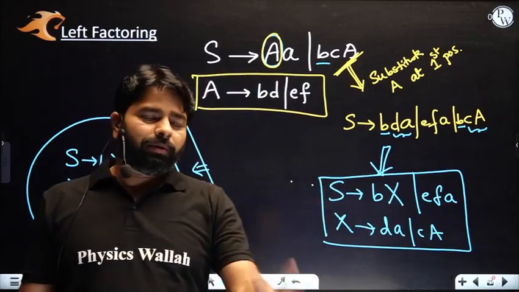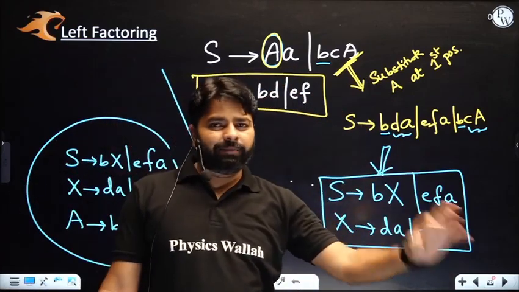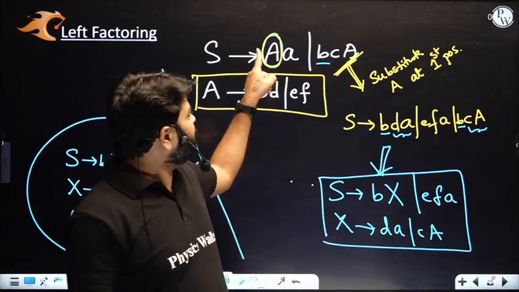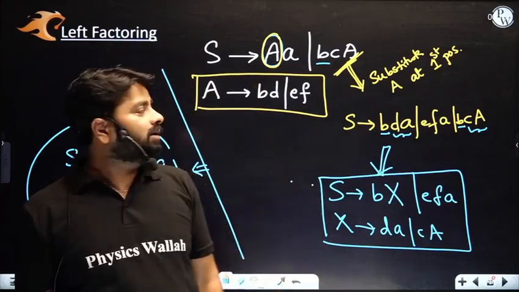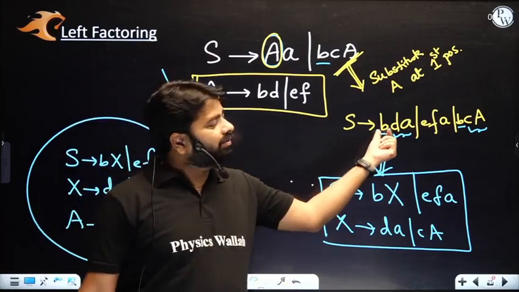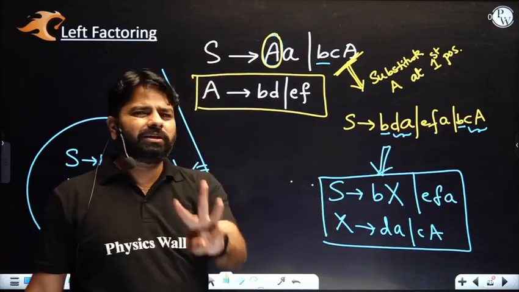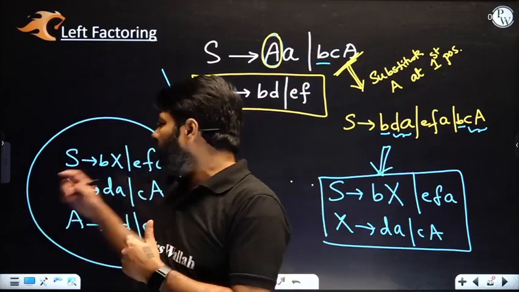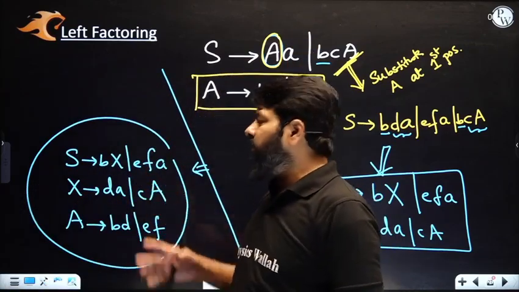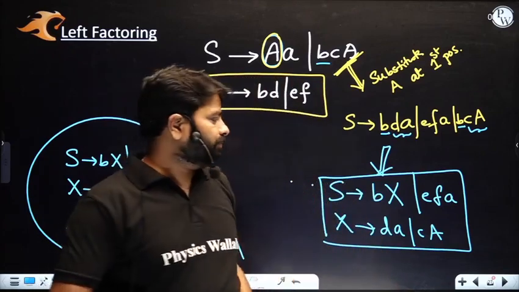So 3 points to remember: if you have left recursion, eliminate it. Second, if you see a non-terminal in the first position, first substitute it, then take care of eliminating the common prefixes. That's all, 3 steps to remember. Left factoring is done. The grammar was not left factored, and we made it left factored. This is called a left factored grammar.